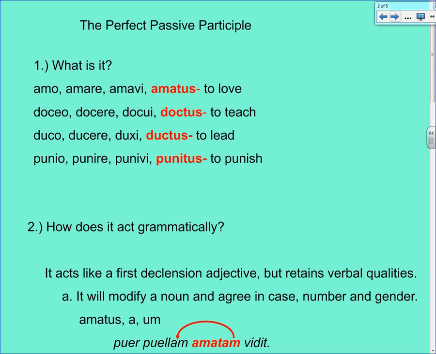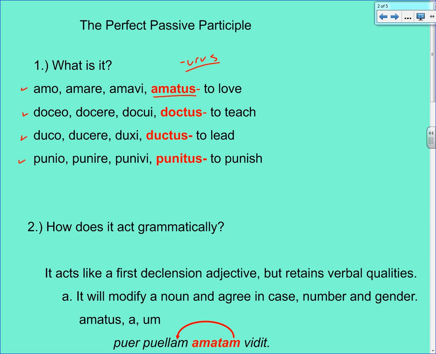First of all, what is it? Well, if I go into the back of my book and I look up the words amo or doceo or duco or punio, they're going to give me four principal parts if I'm looking at a verb. Sometimes they give you three, but most of the time they're going to give you four. If they give you four, that last one, as long as it doesn't end in -urus, we'll talk about that later. If it ends in just a -us, then you're probably dealing with a perfect passive participle.